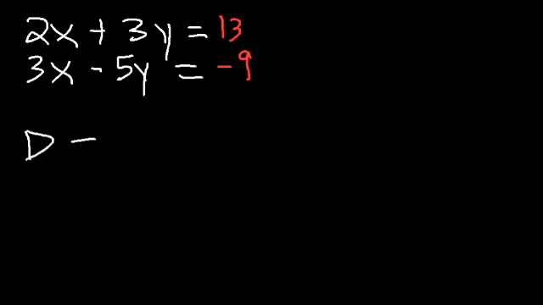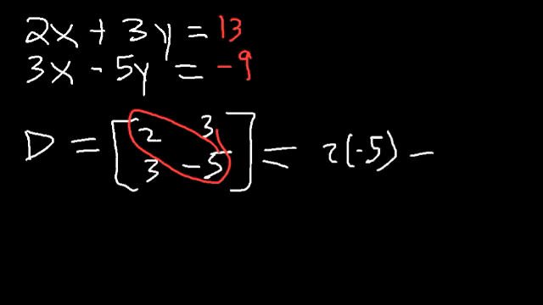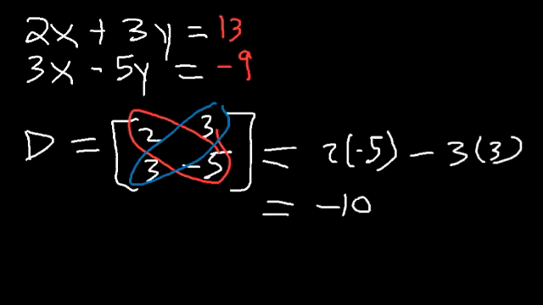To write the 2x2 matrix for d, it's simply going to be the coefficients that you see on the left. It's 2, 3, 3, negative 5. And to find the determinant of this 2x2 matrix, it's 2 times negative 5 minus 3 times 3. 2 times negative 5 is negative 10, 3 times 3 is 9, negative 10 minus 9 is negative 19. So d is equal to negative 19.